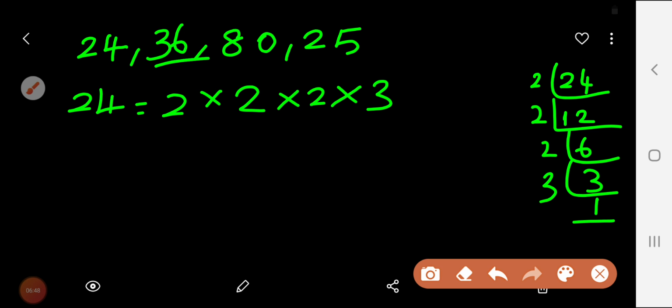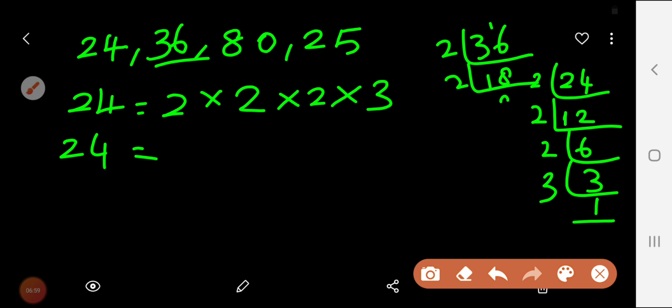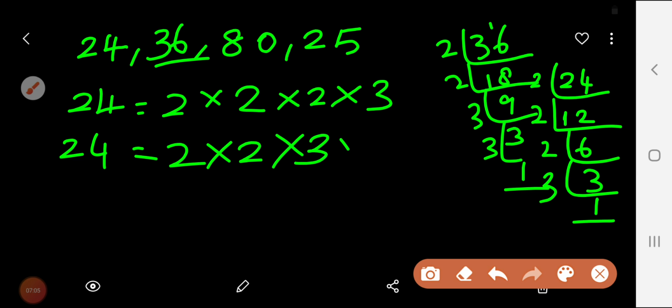So 24 we can write as 2 into 2 into 2 into 3. Okay. Next 36 we will take. 36 we have to divide by 2. 1 2s are 2, remaining 1, 8 2s are 16. Again 2, it will be 9. 9 we can write as 3 into 3. So it will be written as 2 into 2 into 3 into 3.